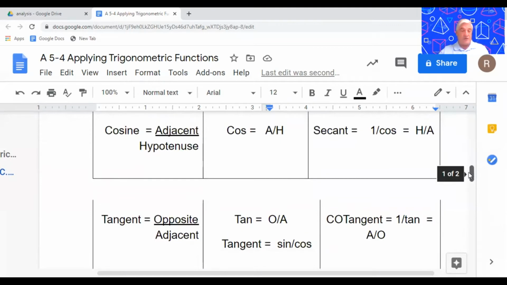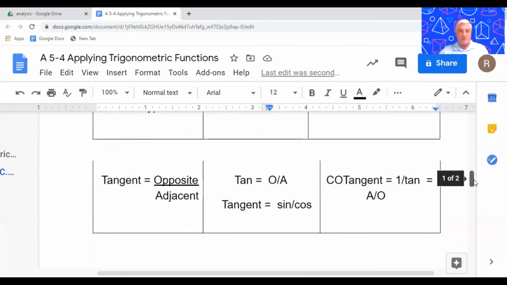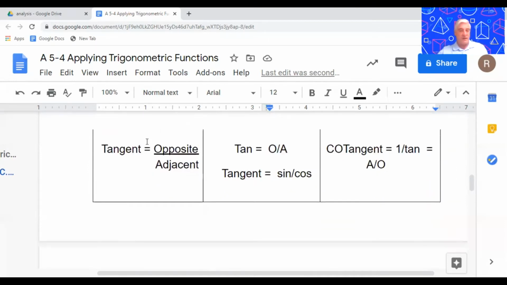The next line, we have cosine. Cosine is adjacent over hypotenuse. It's a ratio, adjacent over hypotenuse, AH, CAH. Secant is the cofunction of cosine, so it is 1 over cosine, or it's H over A. AH flipped upside down. This is tangent. Tangent, as you remember, is opposite over adjacent, TOA. Tangent is also sine over cosine. Cotangent is 1 over tangent, or A over O.